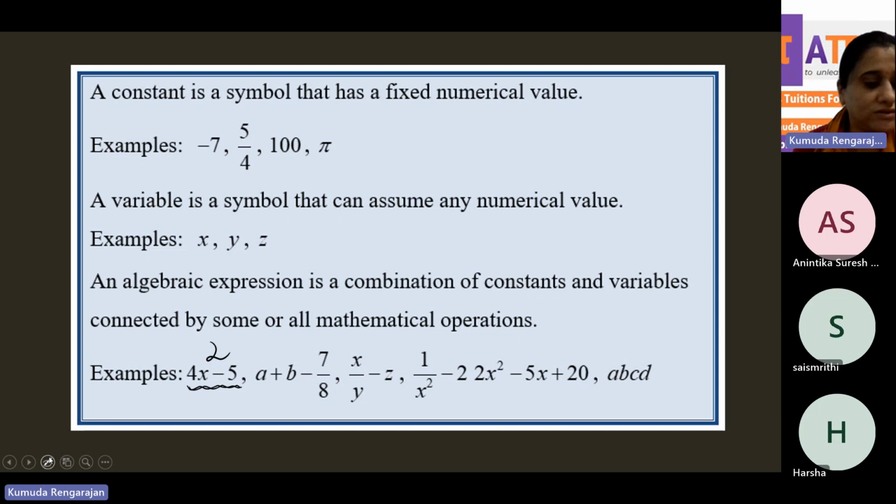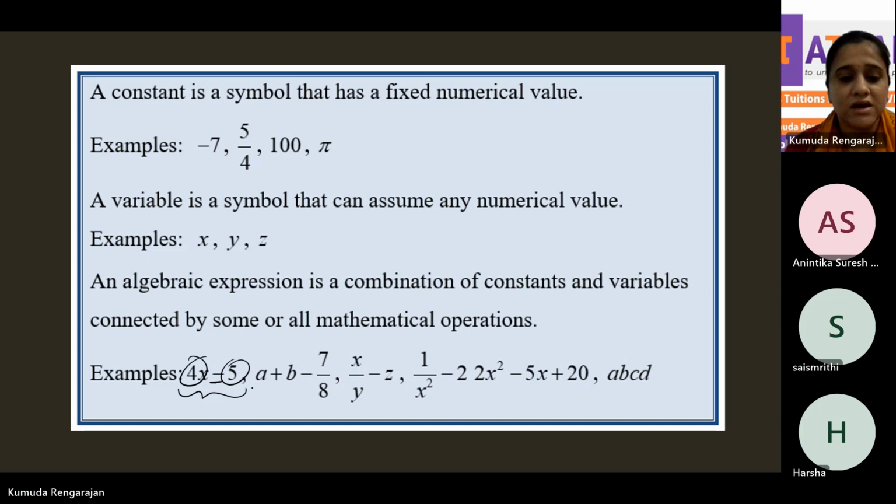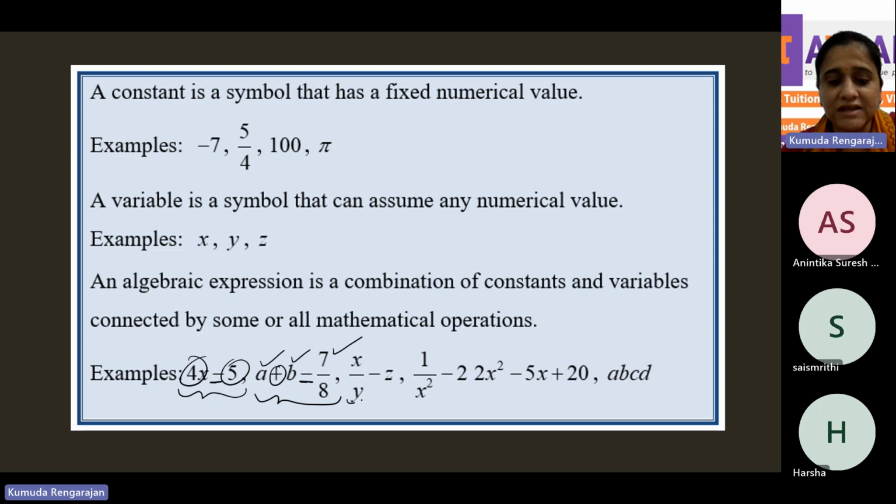So you can see the minus sign here. Before this we have 4x and after this we have 5. So 4x and 5 are two terms. This algebraic expression has two terms, 4x and 5, connected by the minus sign. This one has three terms, a, b and 7/8, connected by the signs plus and minus. This one has two terms, x by y and z, connected by the minus sign.